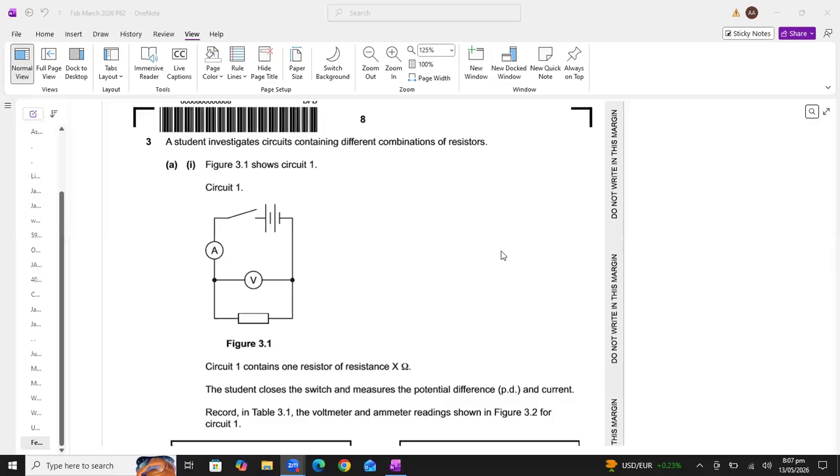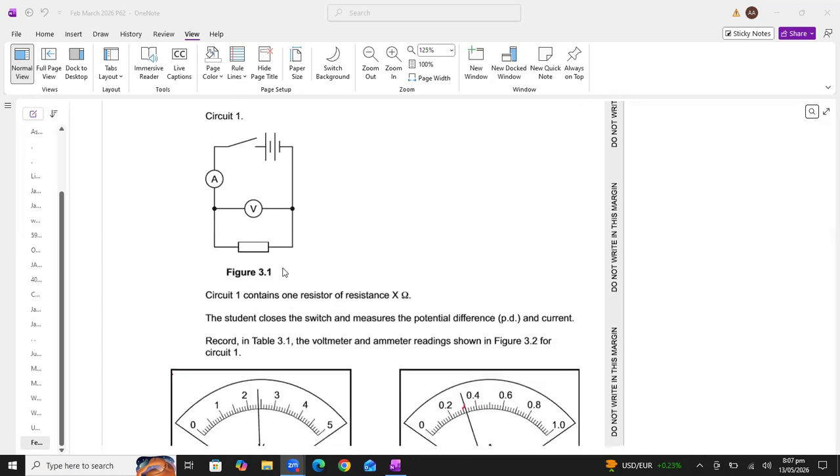All right. March 2026, paper 6, radiant 2. We will start from question number 3. In this question, they are saying a student investigates a circuit containing different combinations of resistors. In part A 1, figure 3.1 shows circuit 1.